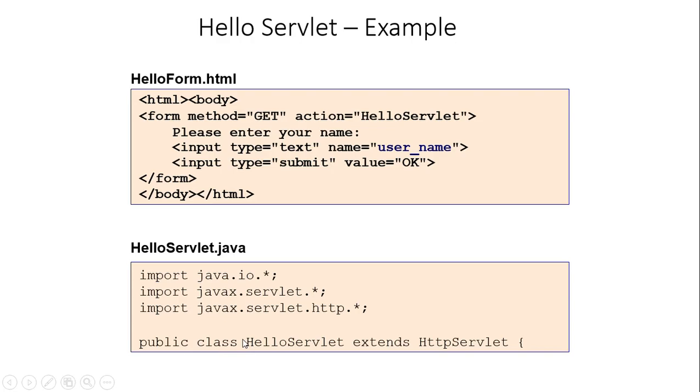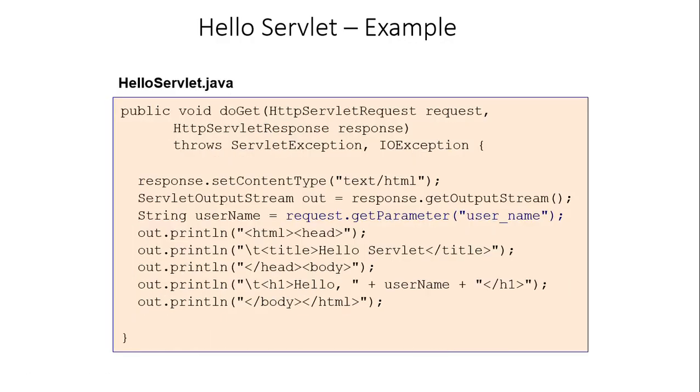HelloServlet.java. Import java.io, javax.servlet, javax.servlet.http. These are the classes needed to create the HTML servlet in your proper example. So public void doGet with HttpServletRequest, HttpServletResponse, throws ServletException. Then response.setContentType, to set what kind of content there is. Now ServletOutputStream out = response.getOutputStream, String username = request.getParameter, and out.print the HTML head and title, so these are all going to be printed at your site.